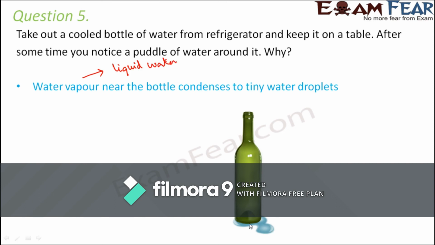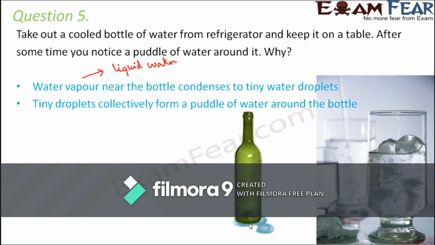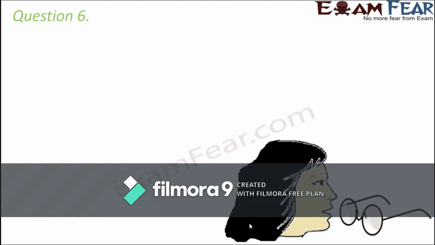So the water vapor condenses to tiny water droplets. Tiny droplets collectively form a puddle of water around the bottle. So this is the same thing that happens in this case also, where you see tiny droplets of water on the outer surface of the chilled glass.